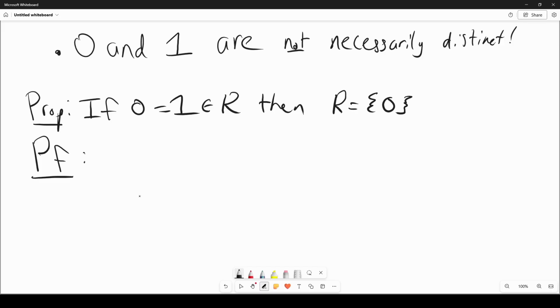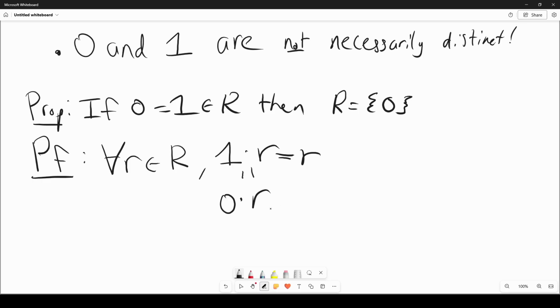So suppose 0 equals 1. Let me take any element r in my ring. And I know the multiplicative identity satisfies 1 times r equals r. Okay, so now I have r on this side. I want to show r is 0. So I'm going to rewrite 1 as 0. Well, this equals 0 times r. But 0 times anything is 0. So thus I get r equals 0, as I wanted. Thus every element is 0, so the ring is just 0.